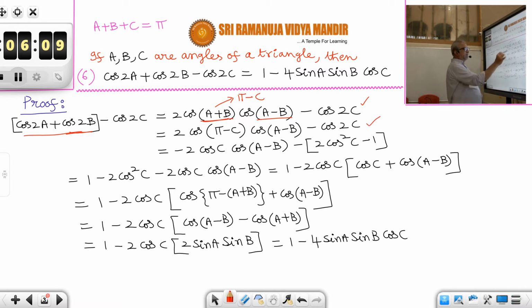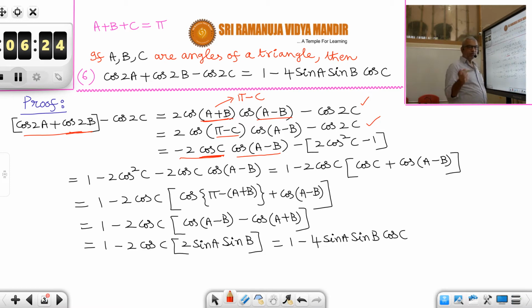There is no change at all except this. What is cos 180 minus C? Minus cos C. So minus 2 cos C cos(A minus B). So seeing this cos C here, now cos 2C will be written.